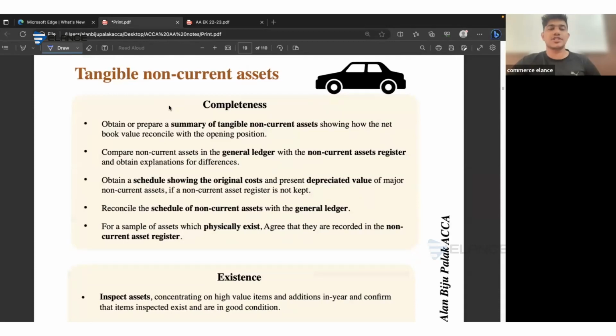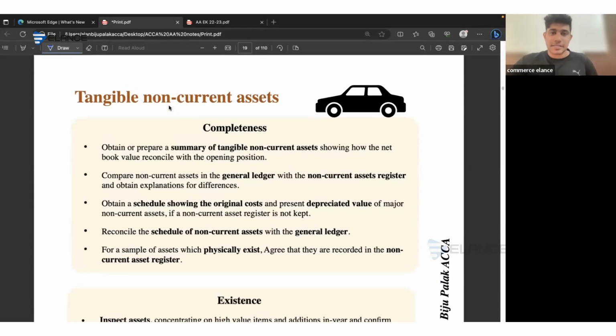And the next one is tangible non-current asset. See, when it comes to the tangible non-current asset, well, we know that anything can come under this category, like the company's property, plant, and equipment can be there, or a land and building can be there, anything can be there.